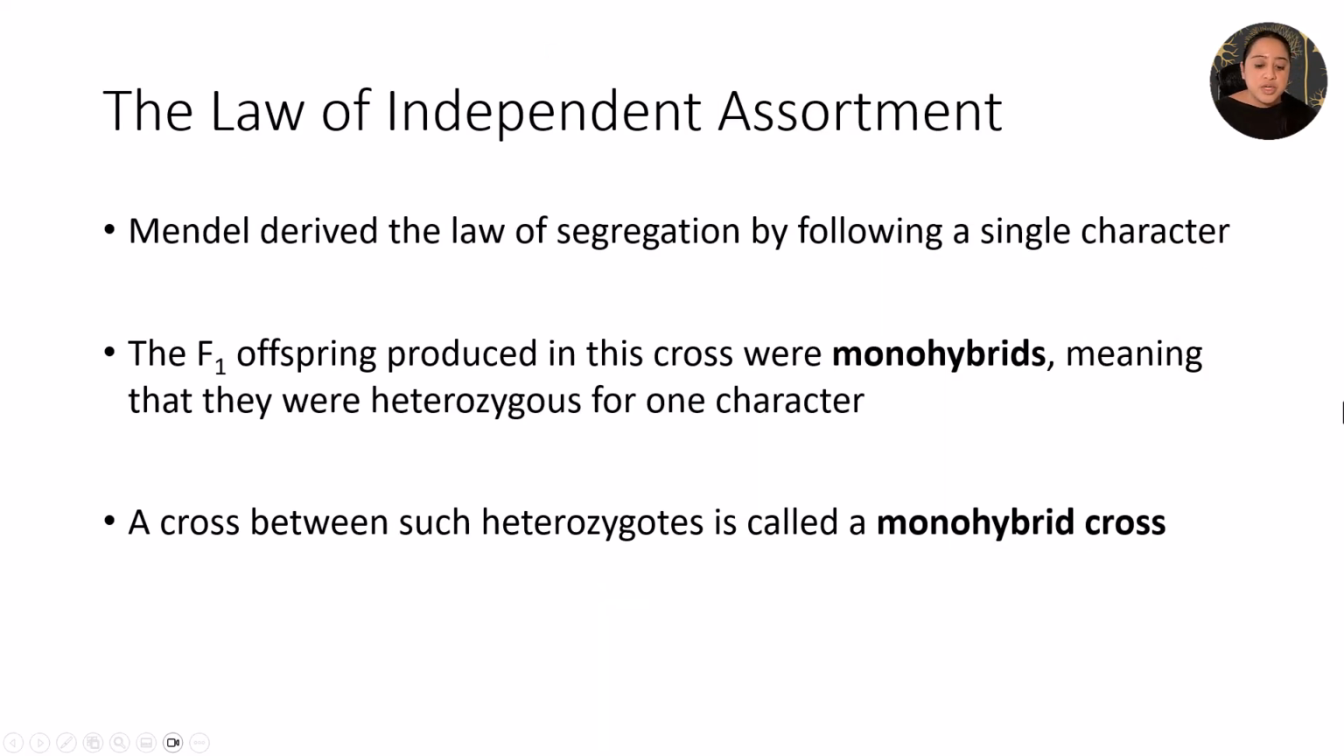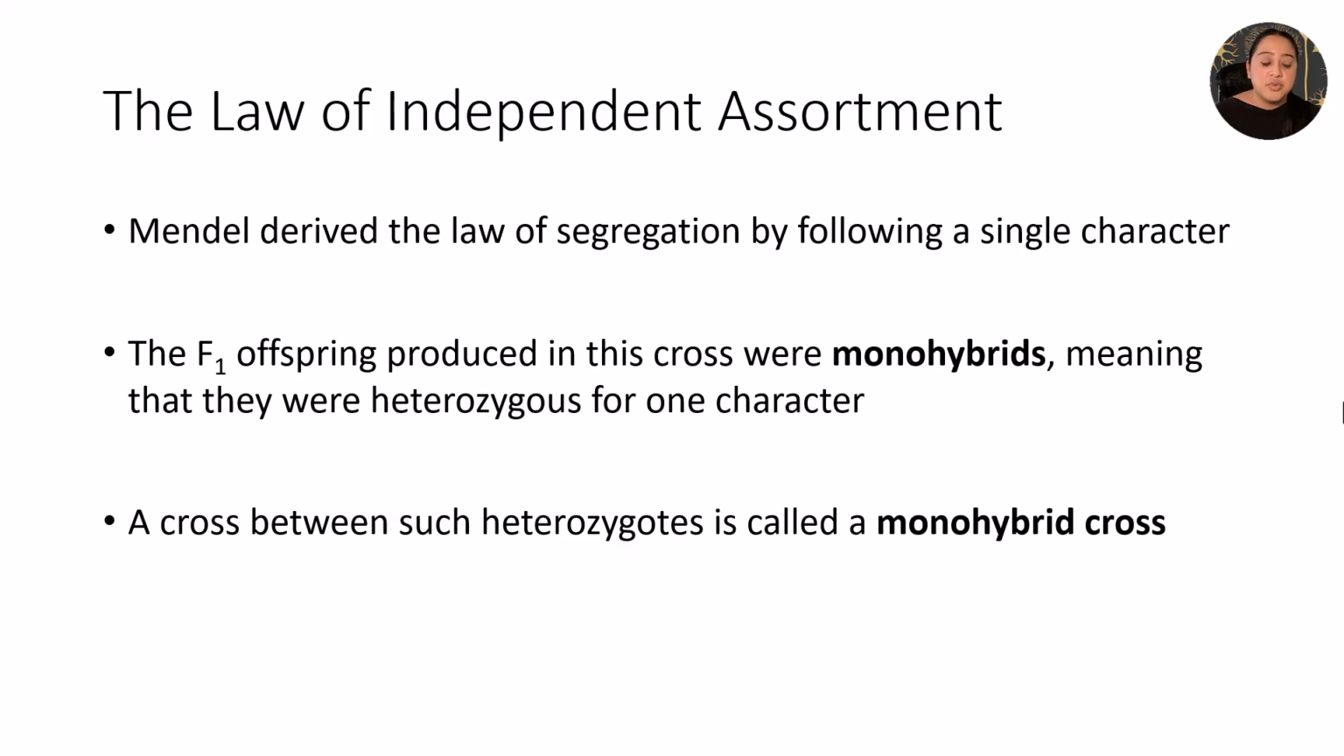And so Mendel observed all these different things. At first he was only studying one character at a time. So just flower color, just seed color. He came up with the law of segregation by studying just one thing at a time, even though there were two versions.